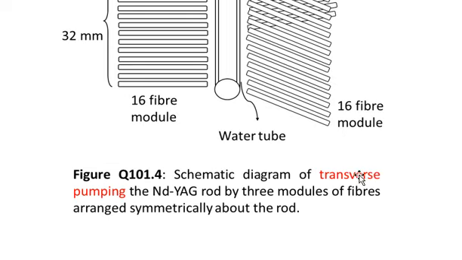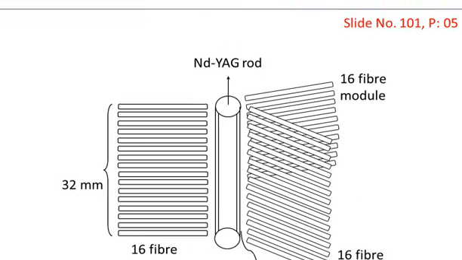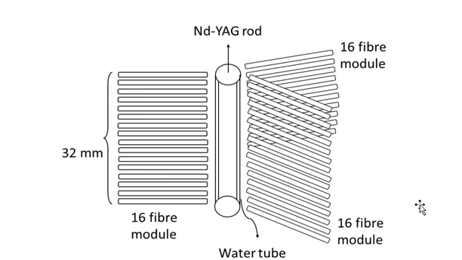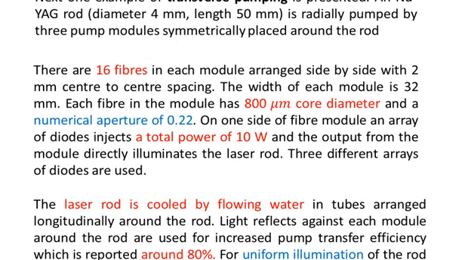The caption of the figure is: schematic diagram of transverse pumping. The Nd:YAG rod is pumped by 3 modules of fibers arranged symmetrically about the rod. So you can see that there are 3 independent fiber modules consisting of 16 fibers each, symmetrically and transversely pumping the Nd:YAG rod. So let's complete the description by reading through the paragraphs.